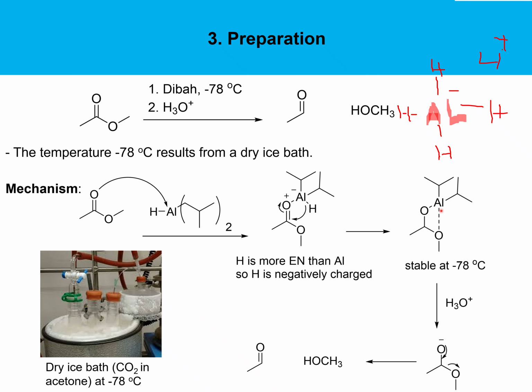So the aluminum, after the hydride has been delivered, will be bound to both oxygens and sort of hold that intermediate in place so that it doesn't break down and eliminate the leaving group. Once we start to warm up the reaction, in other words, once we're done with the reaction, we now start to break down this intermediate. So by allowing this intermediate to now warm up with aqueous acid, we can now eliminate the leaving group, the methoxy group, and end up with an aldehyde and also methanol byproduct.